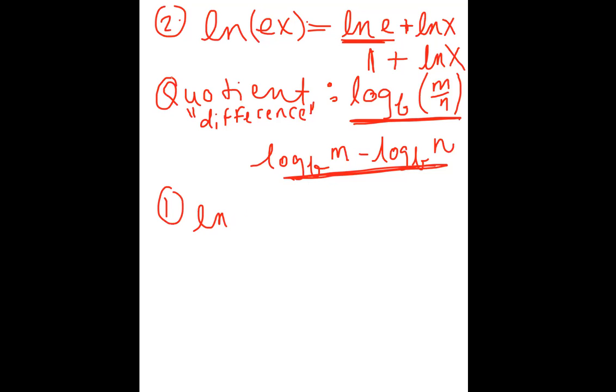Natural log of e over x. Now, the e is dividing x, so we can expand this to natural log of e minus natural log x. Now you can simplify the natural log of e to 1, and you're left with the natural log of x, because you can't do anything else with that.